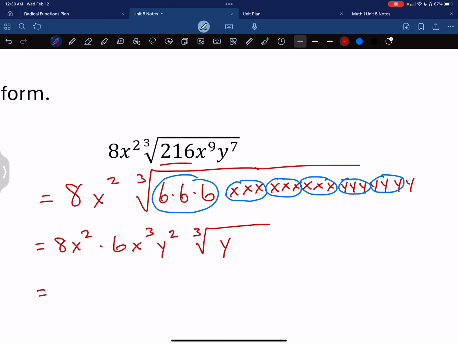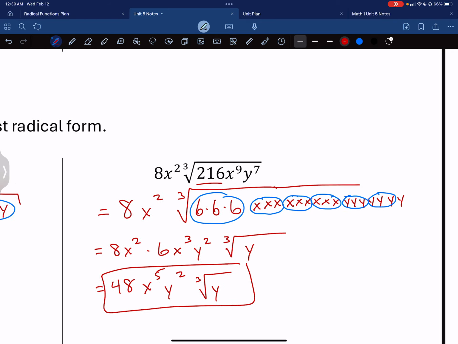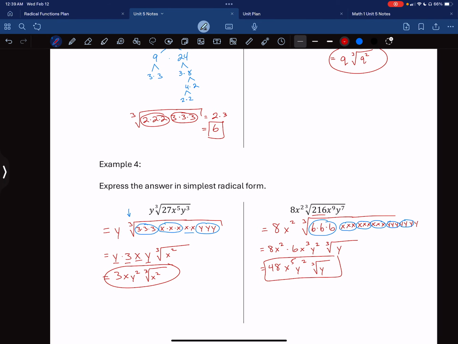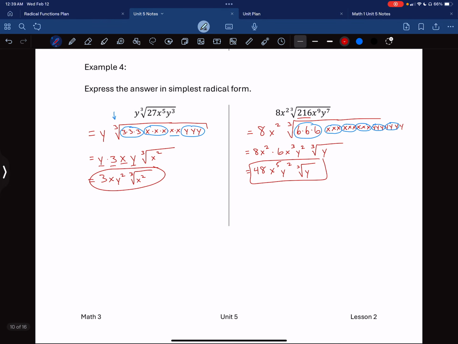4 times 8 is going to be 48. x squared times x to the third is going to be x to the 5th power. Then we have y squared, and then we have the cube root of y. Okay, that is your final answer. And that was our lesson 2 on simplifying radicals.